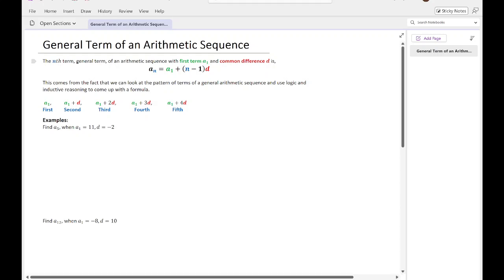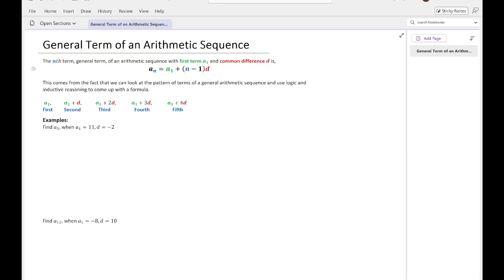The nth term, or general term, of an arithmetic sequence with first term a sub 1 and common difference d is the formula a sub n equals a sub 1 plus the quantity n minus 1 times d. This comes from the fact that we can look at the pattern of terms of a general arithmetic sequence and use logic and inductive reasoning to come up with a formula.